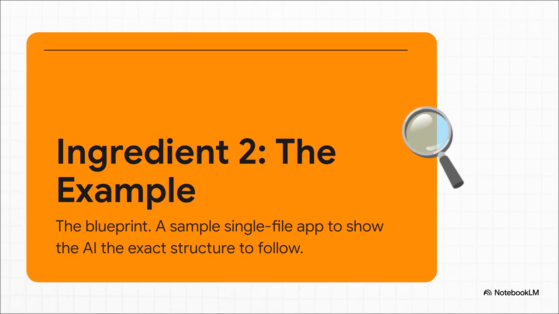Now, this second ingredient, this is kind of the secret sauce. You need some example code. See, you're not asking the AI to figure out this single file structure from scratch. That'd be tricky. Instead, you hand it a blueprint, a sample app that's already built this way, and you just say, hey, make my app just like this one. That's what guarantees it follows the pattern perfectly.